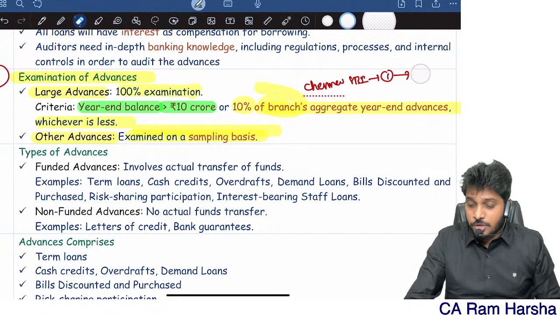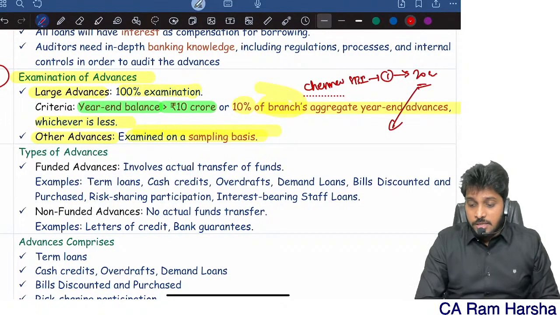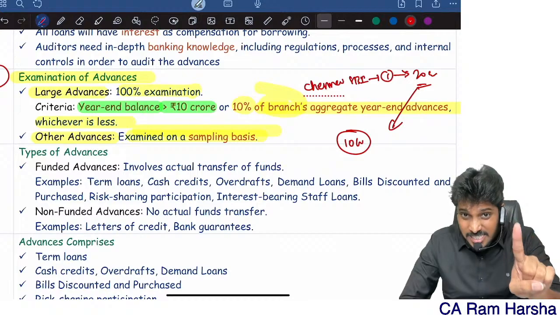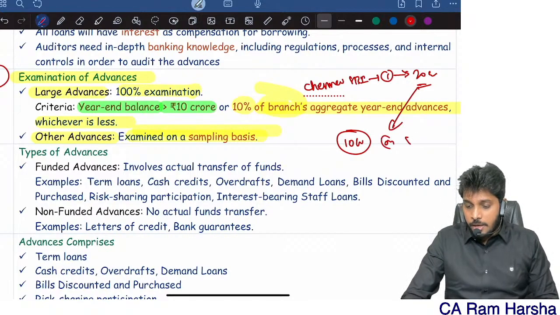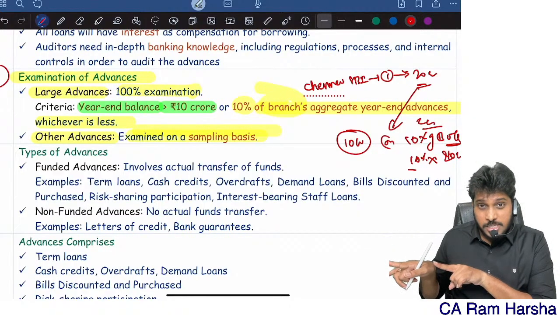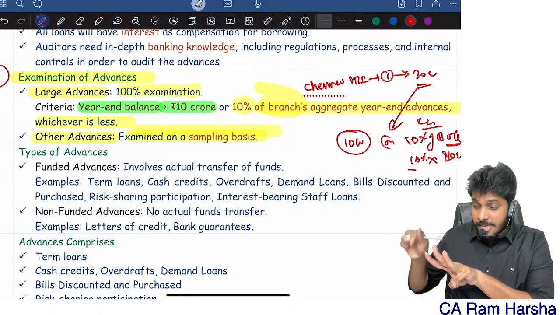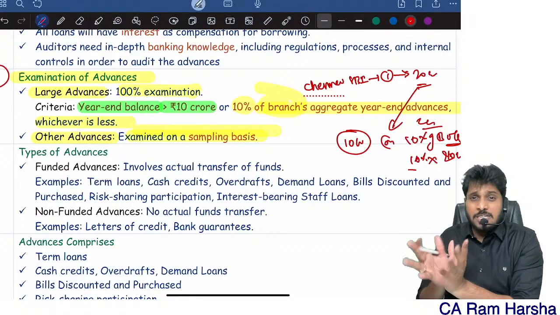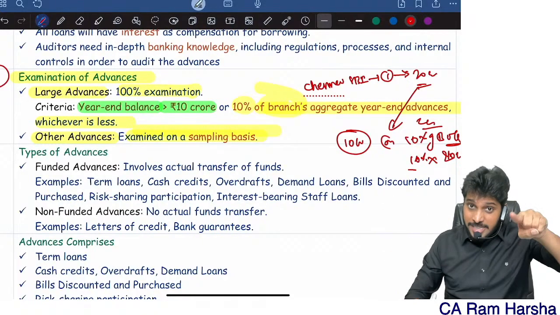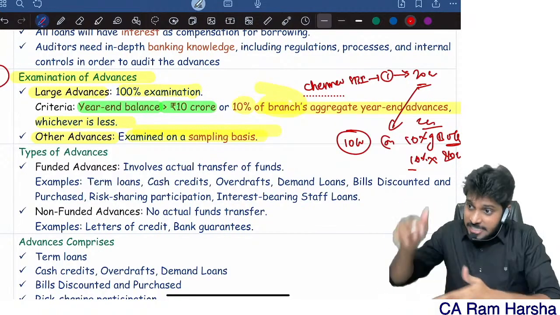No, not even 100 crore, sorry. 20 crore only. Now, in 20 crore, what is a large advance? Total outstanding balance with one customer is 10 crore, or it is more than 10% of the branch outstanding. Branch outstanding 20 into 10% is 2 crore. If one housing loan customer has 3 crore outstanding, and in this branch total advances are 20 crore, 10% is 2, housing loan customer 3. Even though it is less than 10 crore, for that branch it's a large advance.